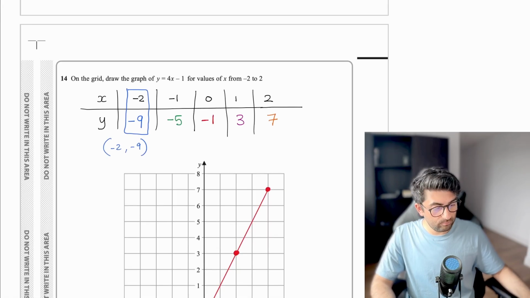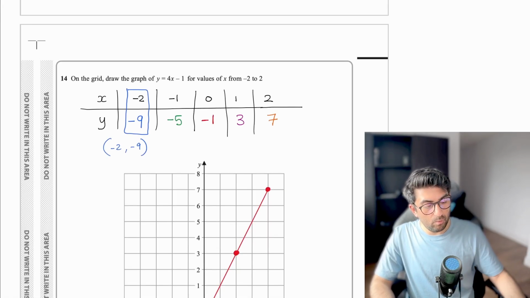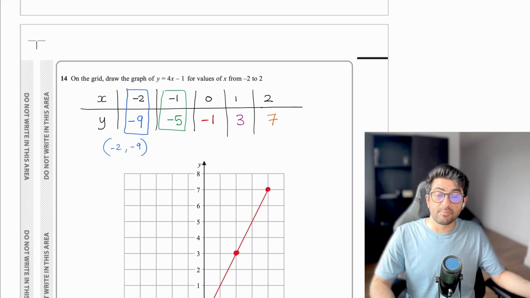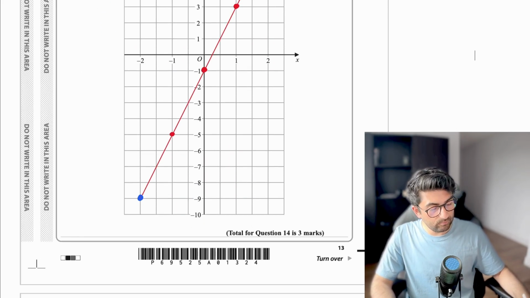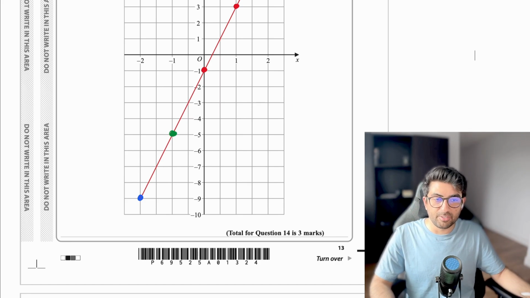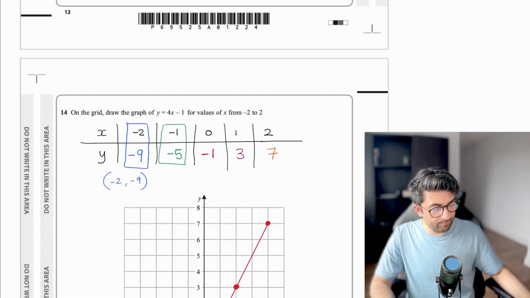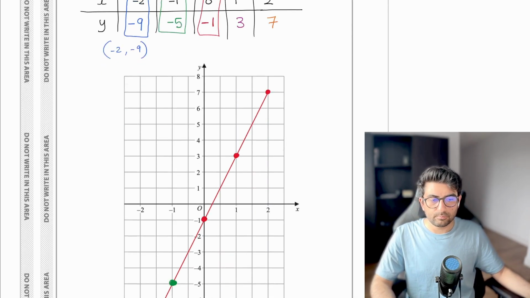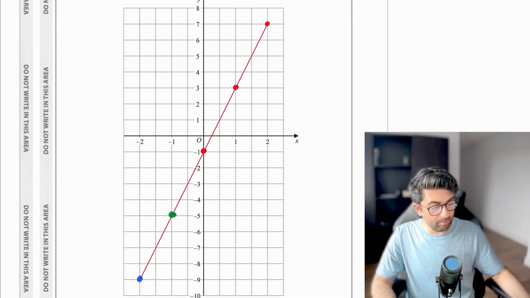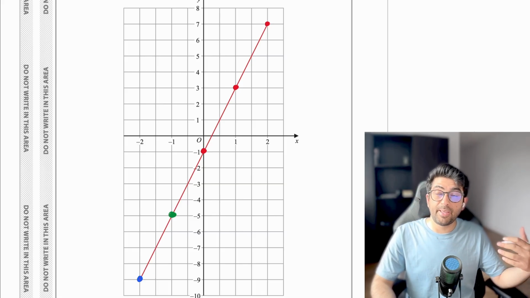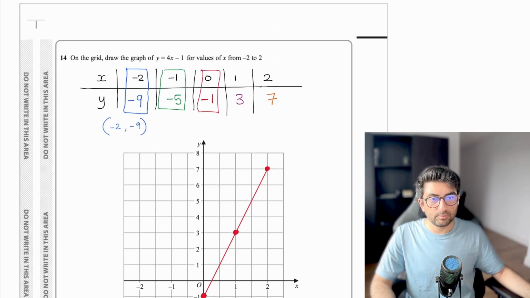Next one. X is -1 and Y is -5. Same again, let's take a look. X is -1 and Y is -5. For that point there, I think it's correct. And then the next one. X is 0, Y is -1. And again, I think I'm correct. That point in the middle, X is 0, Y is -1.